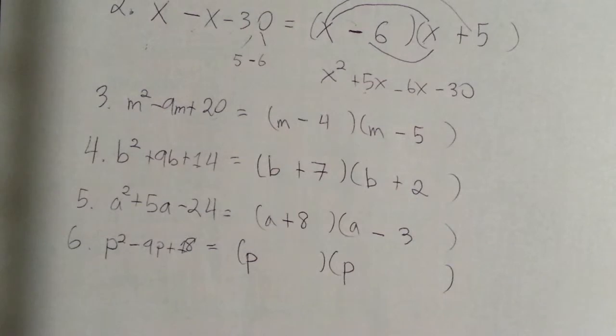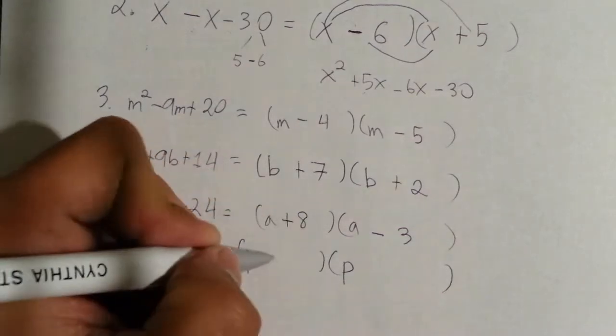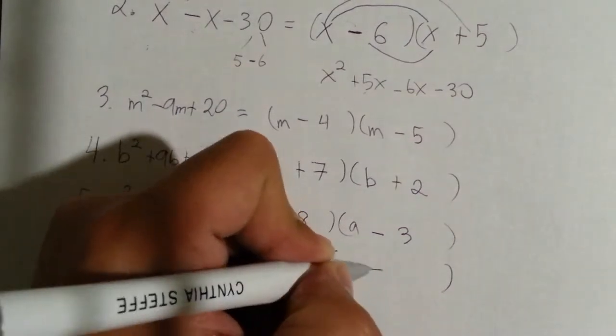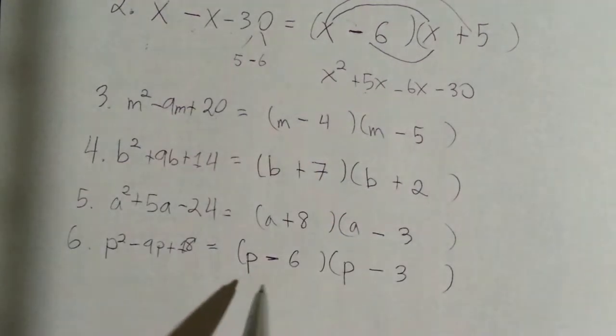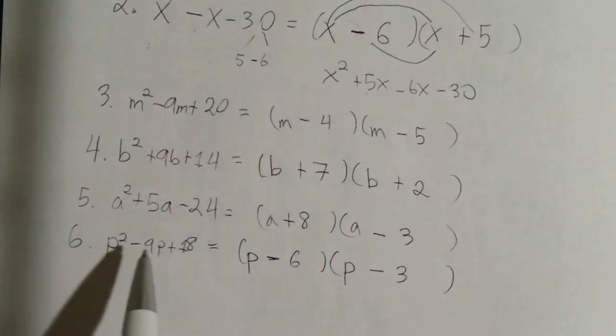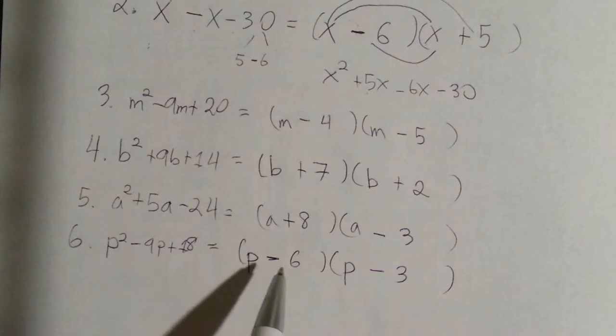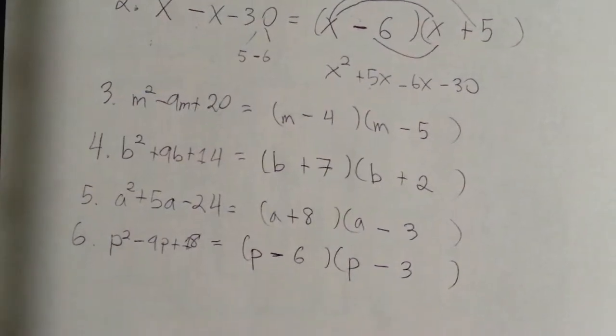So we'll need two factors of 18 that add up to 9. In this case, 6 and 3 add up to 9, but they both need to be negative, so a p minus 6 and a p minus 3 will work in this case. So p squared minus 9p plus 18 factors out into p minus 6 times p minus 3.